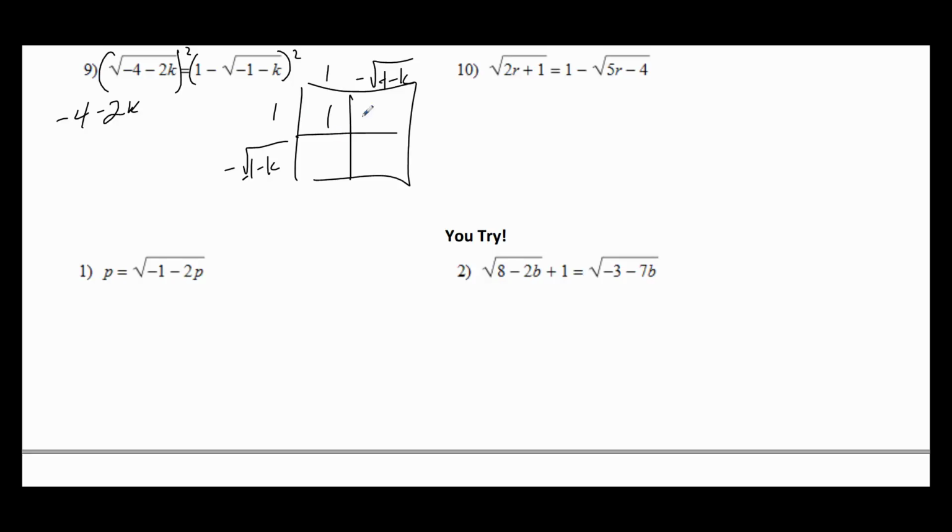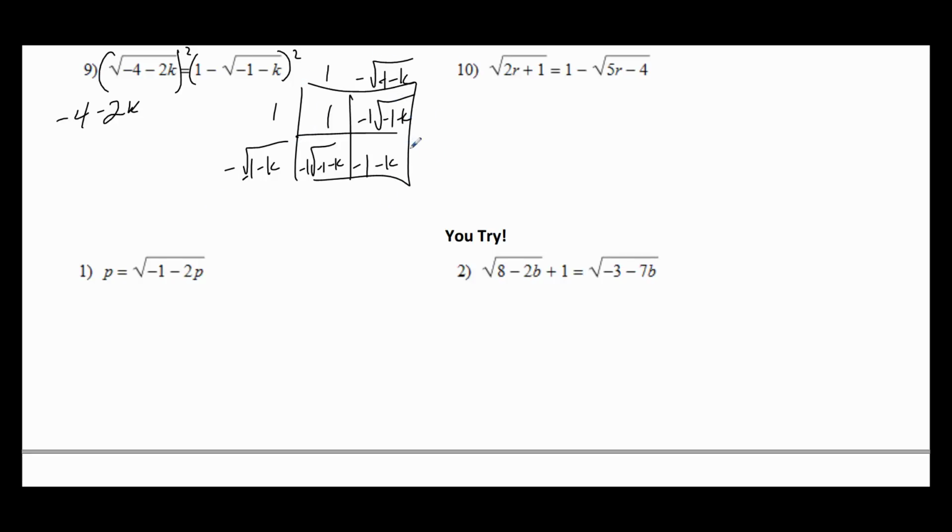1 times 1 is 1. This is now a negative 1 root negative 1 minus k. And then this one here, negative times negative is positive, but a square root times a square root, which is the exact same thing, gives me what's inside. Okay, negative 1 minus k. I'm really squaring the square root right there.